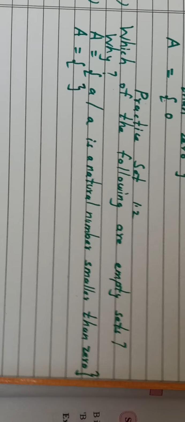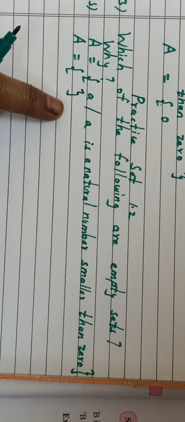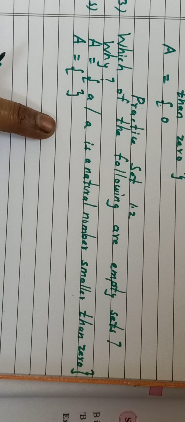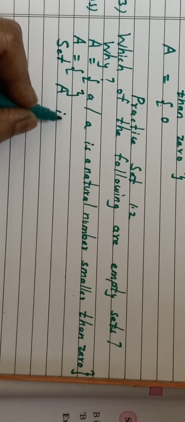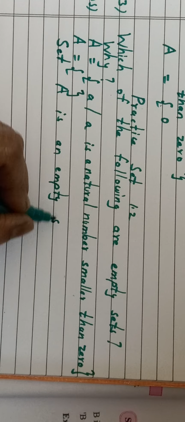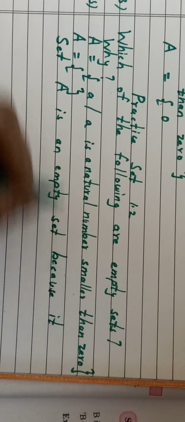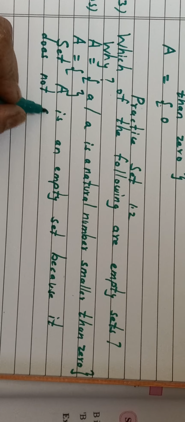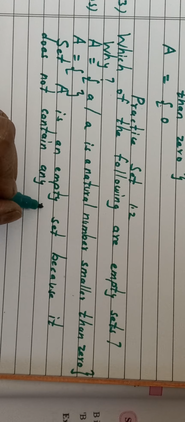So you have to just write it like this. A is equal to, there is no element. So what will we write? Set A is an empty set because it does not contain a single element, or it does not contain any element. Like that we can write. Set A is an empty set because it does not contain any element.